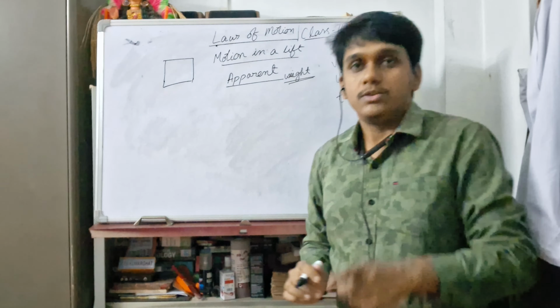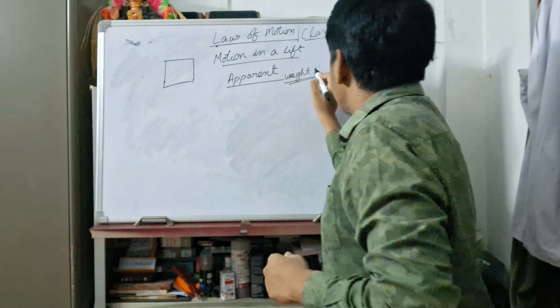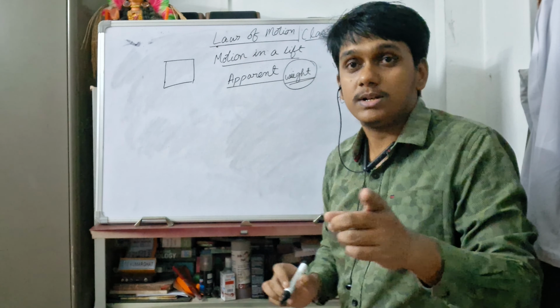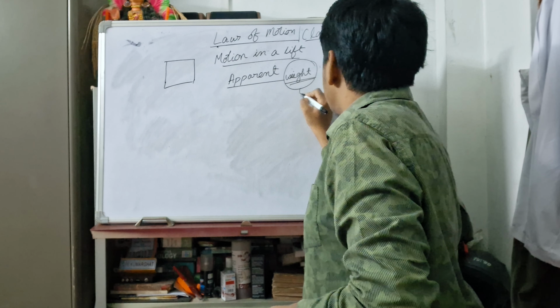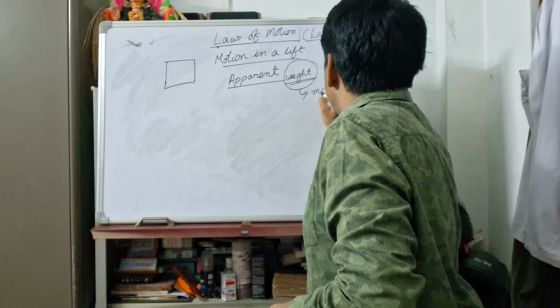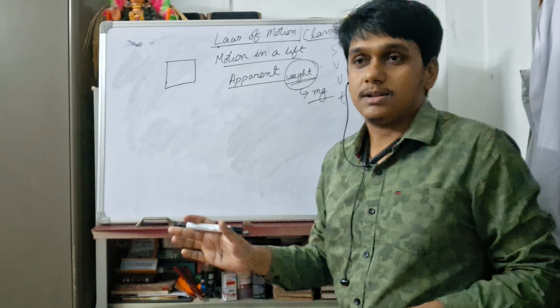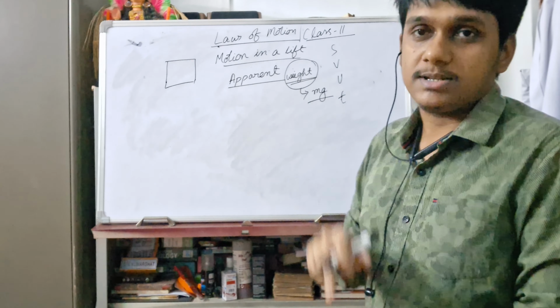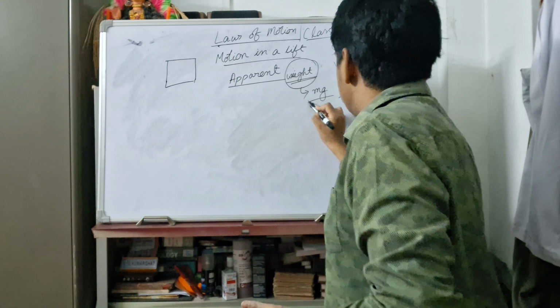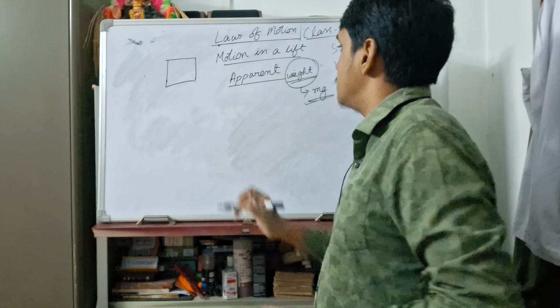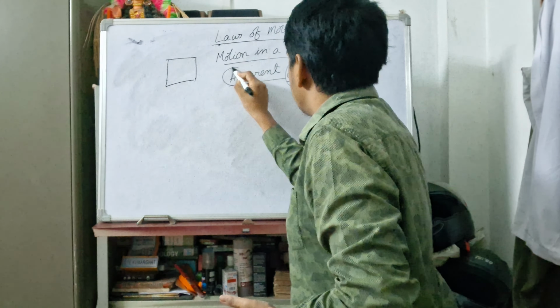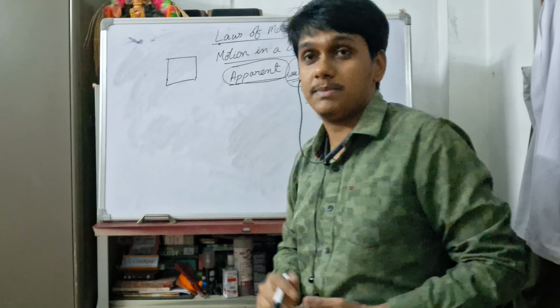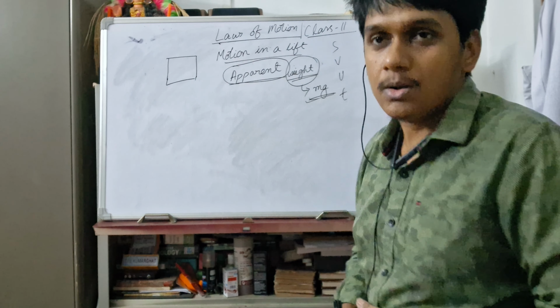Okay, you know what weight is. You only know your weight, that is given by mg. Okay sir, from class 9, class 10 I have learned this: weight equals mg. But what is apparent weight?